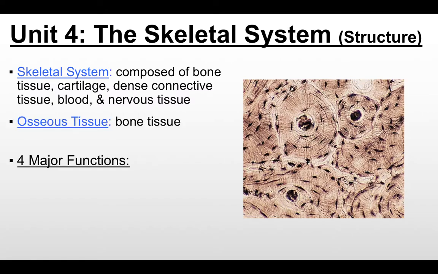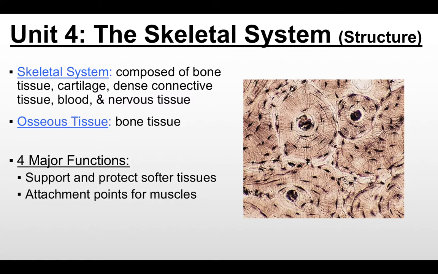All right, and there are four primary functions of skeletal tissue. The first two are pretty obvious. We need to support and protect all of our soft underlying tissues. So our ribs protect our lungs and heart. Our spine holds our back up. So bones are the skeletal structure of our body.